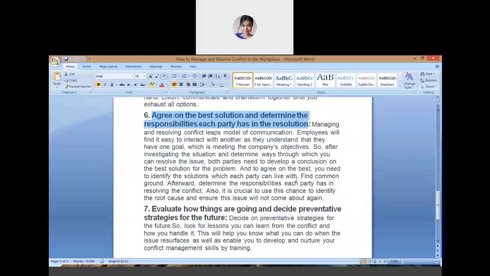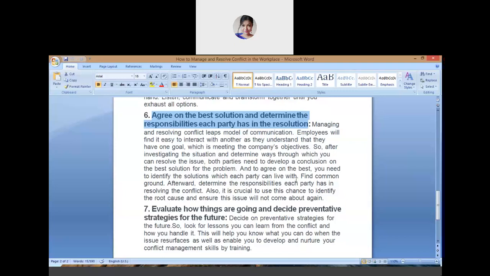And when you agree to the best solution, after you listen to the solutions, you have to identify each and every solution and then agree to the best, and then identify the solutions which each party can live with. You have to be someone who can provide a solution without any kind of differentiation. You have to treat everyone equally and then take a decision accordingly.